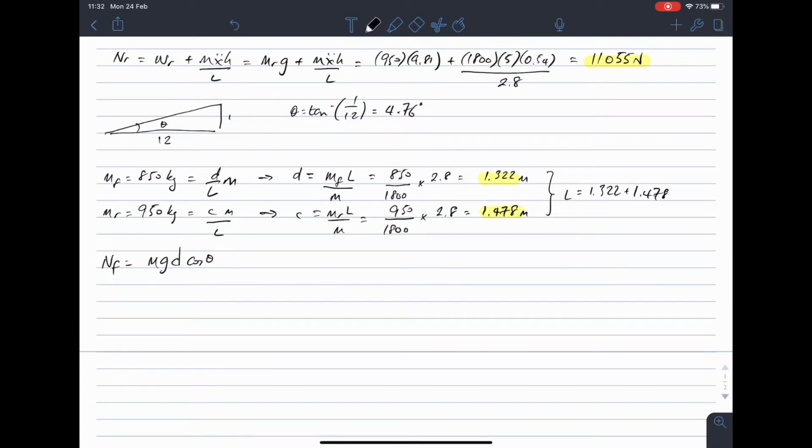MG cosine of theta minus MGH sine of theta minus M x double dot H divided by L.